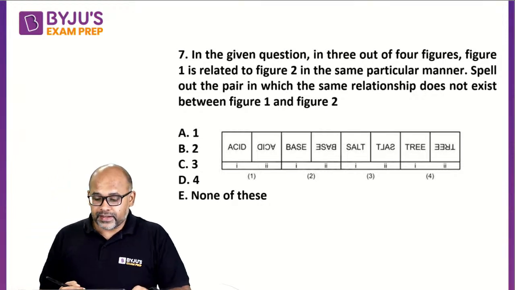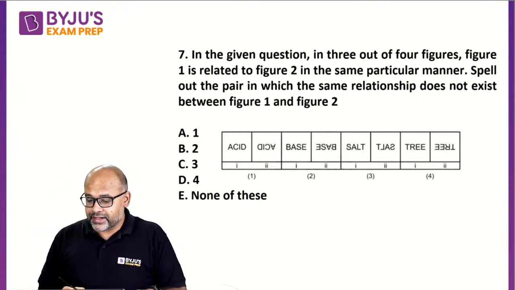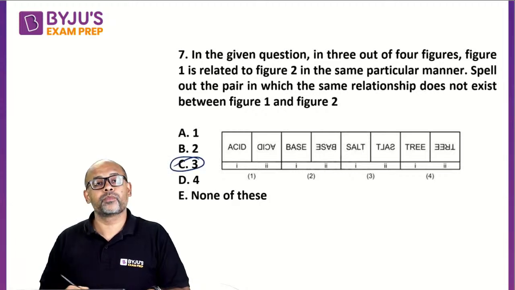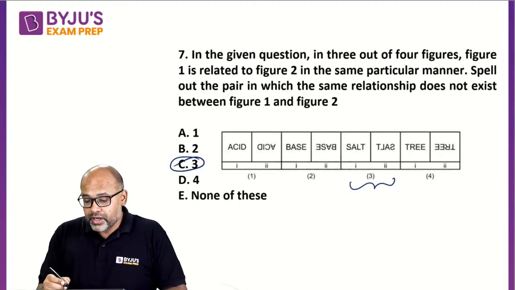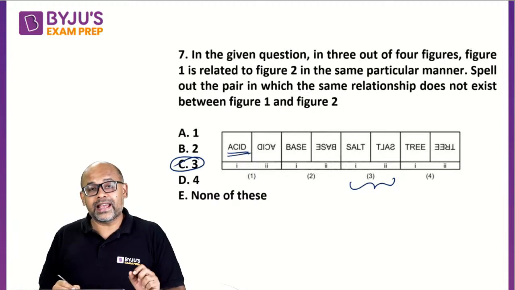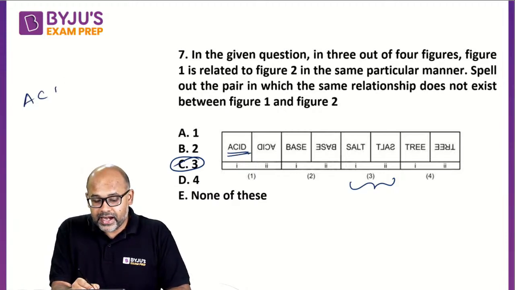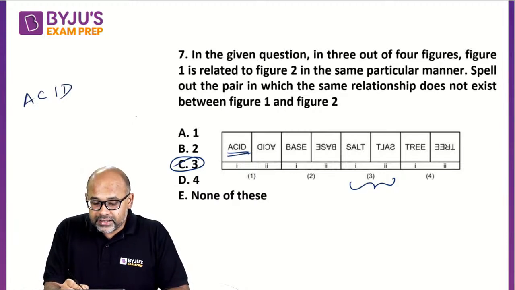Okay, 30 seconds are up. So the correct answer here is C, figure number 3. So this is where the issue is. If you notice, this word ACID is written in reverse: A, then C, then I, and then D.